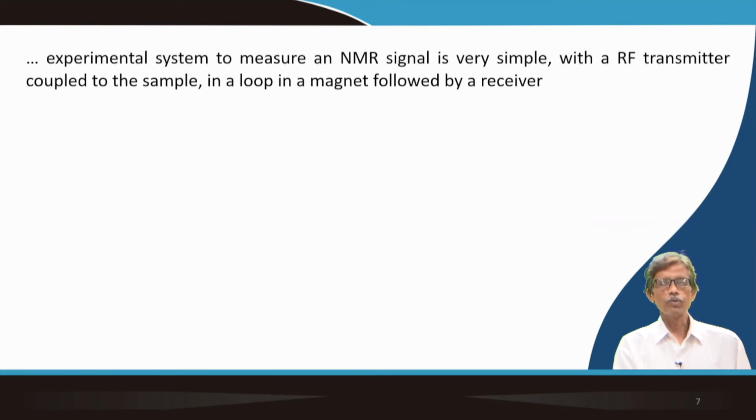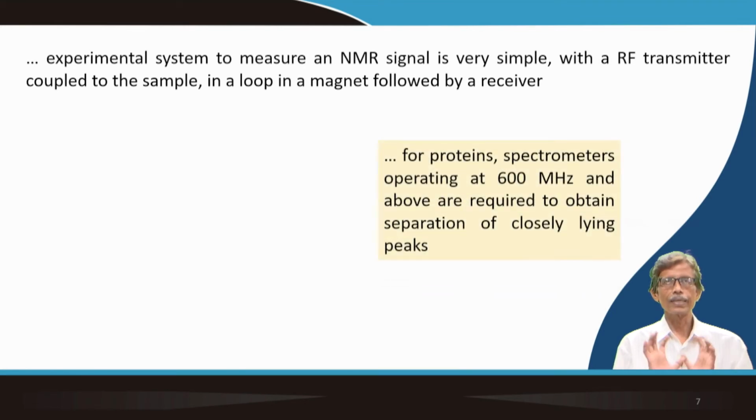So, the experimental system to measure the NMR signal is very simple. The basic component is the RF transmitter coupled to the sample. So, you should have a radio frequency transmitter, like the radio transmitter we all know, giving the corresponding frequency to the sample within a magnet, followed by a receiver. It is like electronic absorption. You expose the sample to electromagnetic radiation, then the detector takes up the information on how much radiation is getting absorbed by the sample.